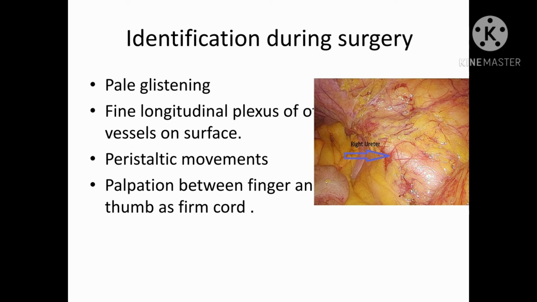How to identify the ureter during surgery? It is a pale glistening structure. We can find a longitudinal plexus of vessels on the surface. When we touch it, we see peristaltic movement, and we can palpate it between our two fingers. When palpating, it feels like a firm cord between our fingers.